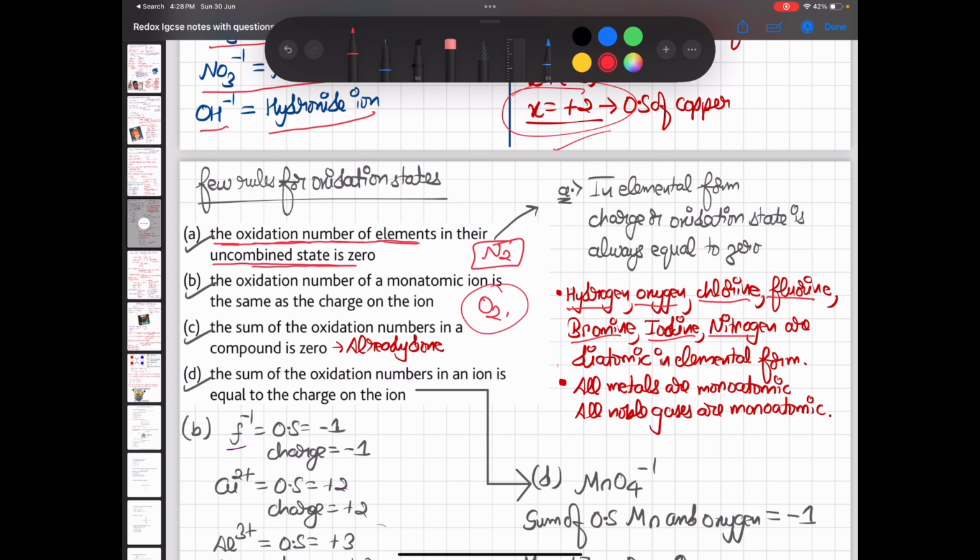So the first point should be clear to all of you. Oxidation state in uncombined state is 0. How do we know the elemental form or the uncombined state? I am telling all of you, these are the ones you need to remember.